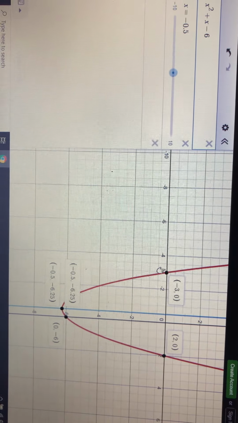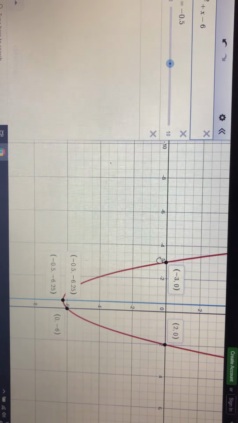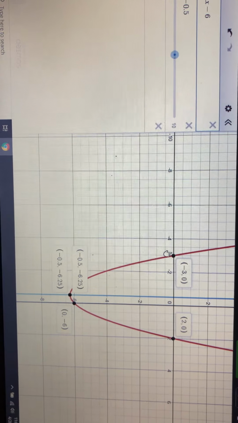I hope you guys are finding these videos helpful. This is what we're going to work on this week, looking at a parabola in standard form, changing it to factored form, and finding as many characteristics about it as we can.